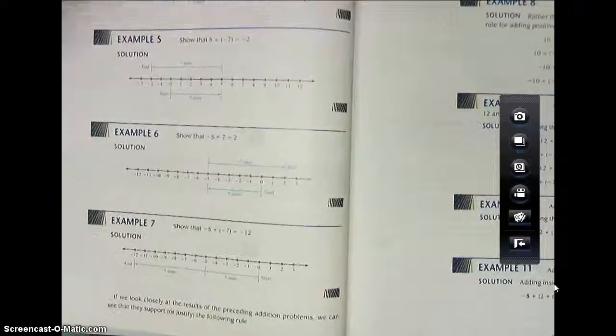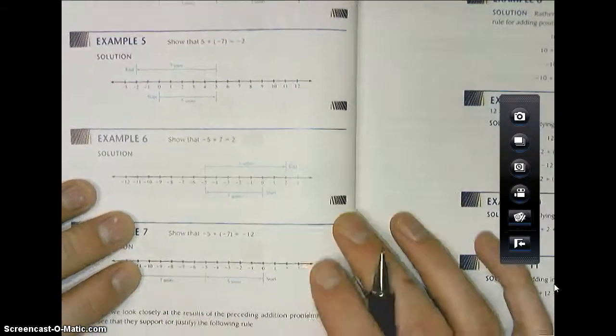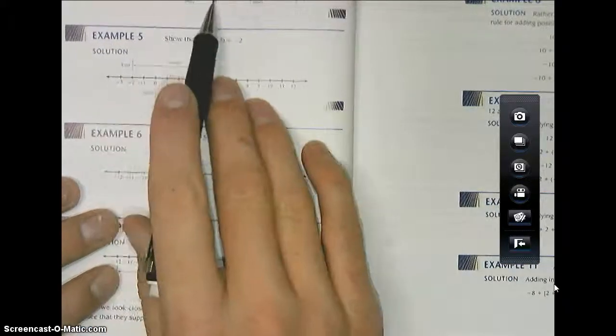they talk about showing that 5 plus 7 is 12, which follows pretty clearly from what we just talked about, but again with the number line. I'm starting with 5, I'm adding 7 to it, and I end at the point 12. So that's why that is.